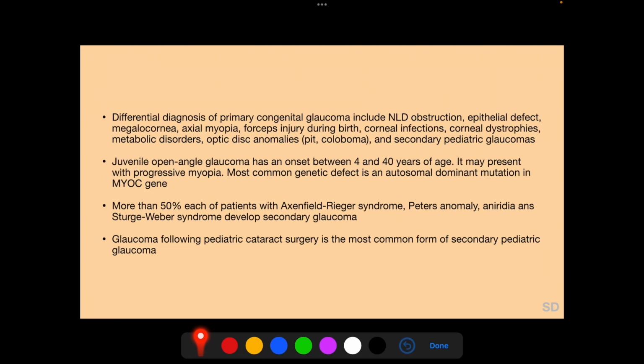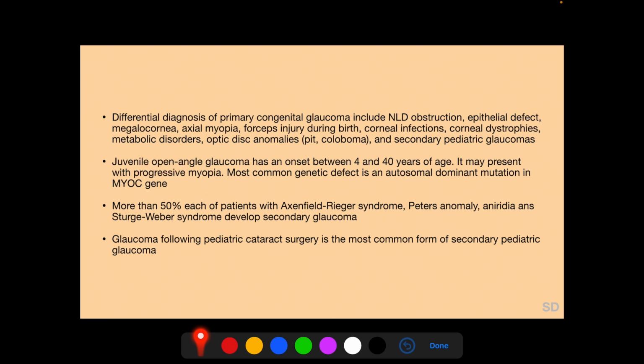Differential diagnosis of primary congenital glaucoma includes nasolacrimal duct obstruction and epithelial defect which may cause epiphora, megalocornea and axial myopia which may cause corneal enlargement without glaucoma, forceps injury during birth which may cause tears in the Descemet's membrane, corneal infections, corneal dystrophies, and metabolic disorders which may cause corneal opacification, optic disc anomalies such as optic disc pit and optic disc coloboma, and secondary pediatric glaucomas.